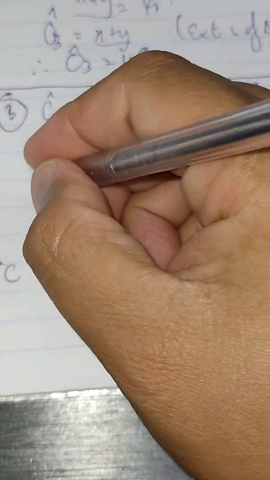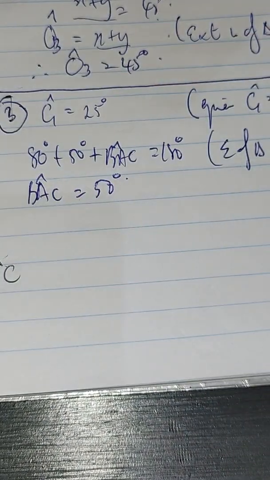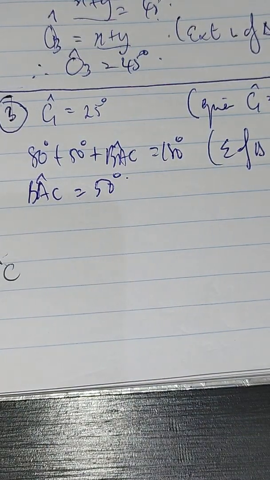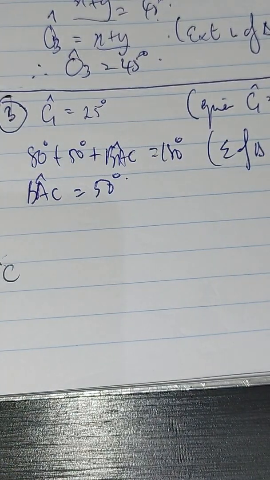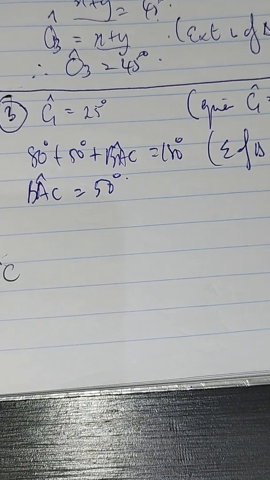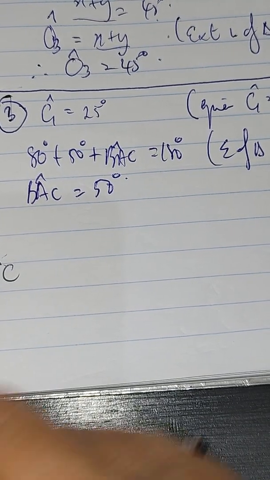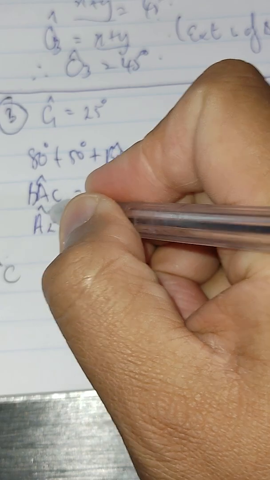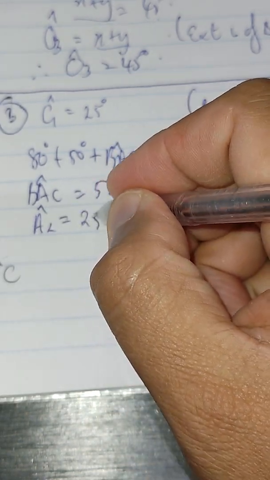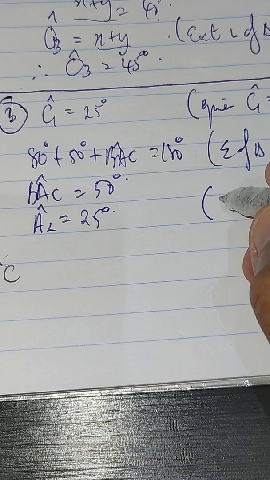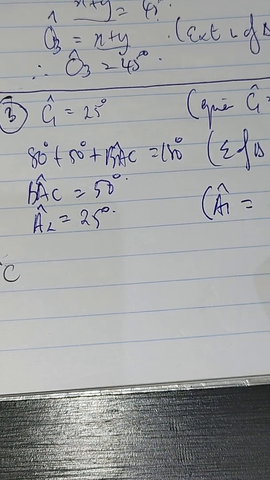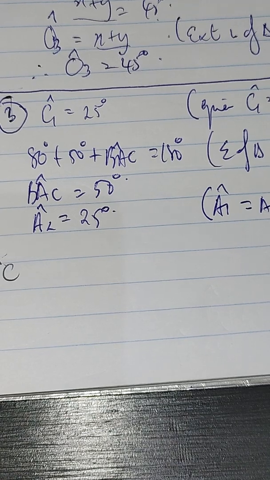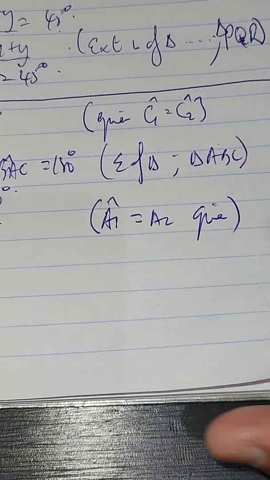So that whole angle there, which is BAC, is equal to 50 degrees. So it's going to be 25, which means to say all those angles here are equal. Okay, so it's 50 degrees. So we say that A1 is equal to A2, which is equal to 25 degrees. Why? Because we are told that A1 is equal to A2. That was given to us, given equal.